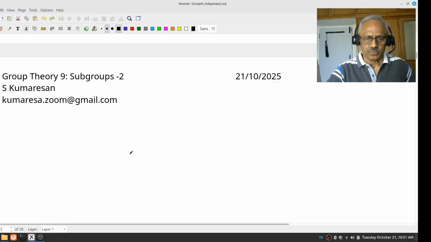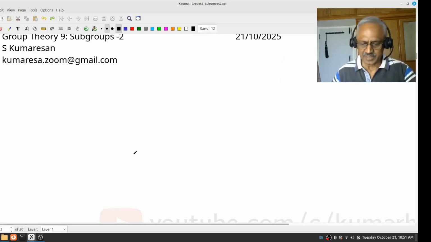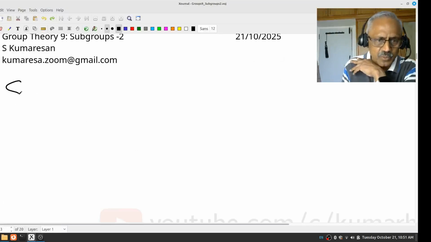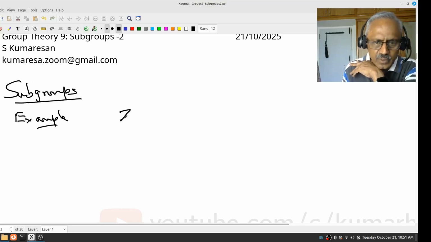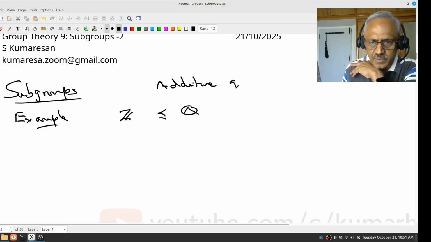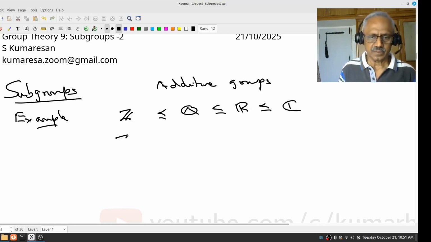Okay, so let us first start with some of the standard examples one always gives, so subgroups examples continue. The standard example one always has is the following. Look at all additive groups: Z is a subgroup of Q, all additive groups, that is, groups under addition. This is also a subgroup of C. If you want to be precise, you should put it like this.